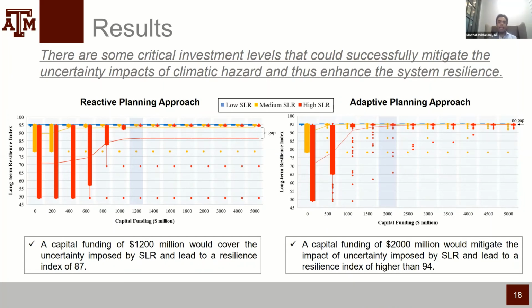If we don't take that window of opportunity, which our models show, for this case of Miami-Dade and the sea level rise scenario, is the year 2030. If we pass that window of opportunity, the adaptation would be more expensive and less effective. So we will probably invest more, but with less effectiveness on mitigating the impacts and improving the system performance.